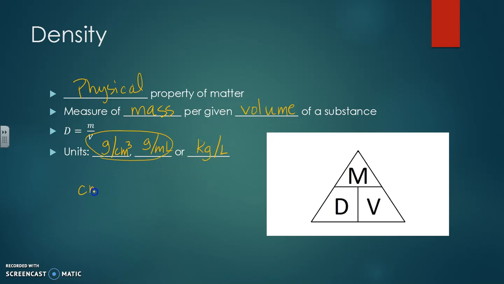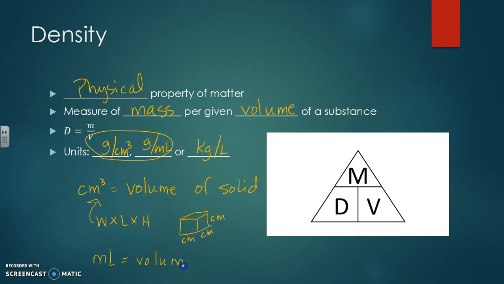All right, so centimeters cubed is actually a measure of volume. It is the volume of a solid, and especially a cube. So anytime that you have the volume of a cube, you do length times width times height, right? Length times width times height. And that would give you the volume of a cube. And you use centimeters cubed. Milliliters will be the volume measurement for a liquid. So make sure that you know the difference between those.